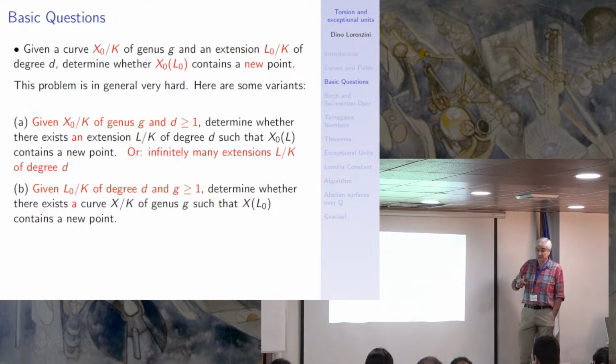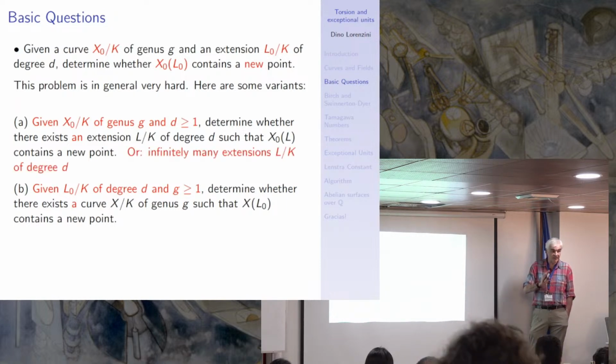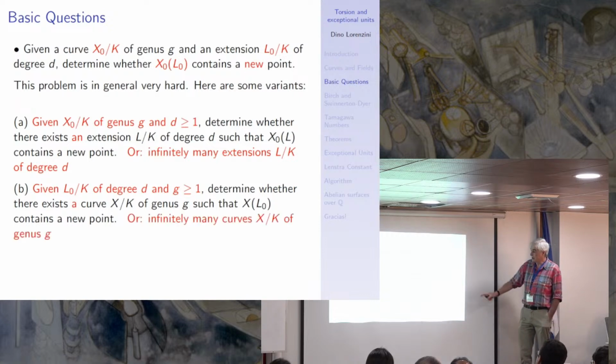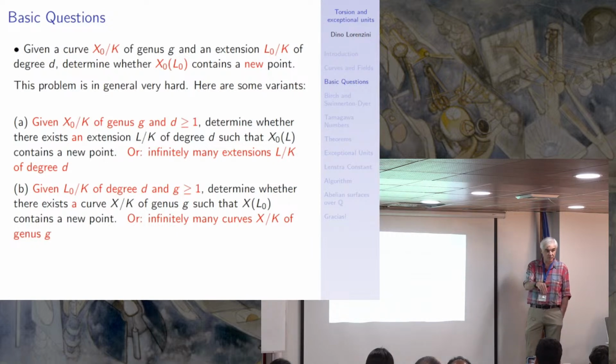Now, in the first problem, once you've determined that there is one point of degree D, you might ask, am I in a situation with a D and a curve where I have infinitely many points of degree D? Similarly, in the second problem, once you've found a curve that has a new point over the field, can you find infinitely many curves that have a new point over that field? If the field is fixed, we'll let the curves vary.